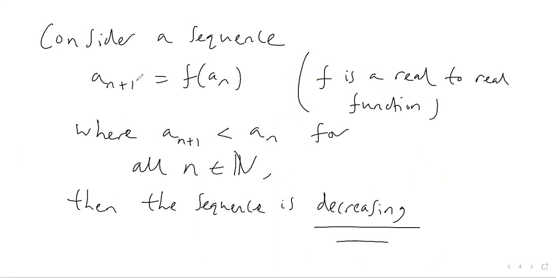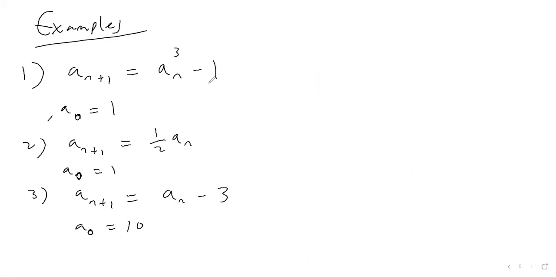How about decreasing sequences? Let's consider a new sequence where the next term in the sequence is generated by a function of the previous term in the sequence. If the next term in the sequence is always smaller than the previous term, then it's called a decreasing sequence. So if a sequence is getting smaller and smaller forever, it's called a decreasing sequence. We've got some examples here.